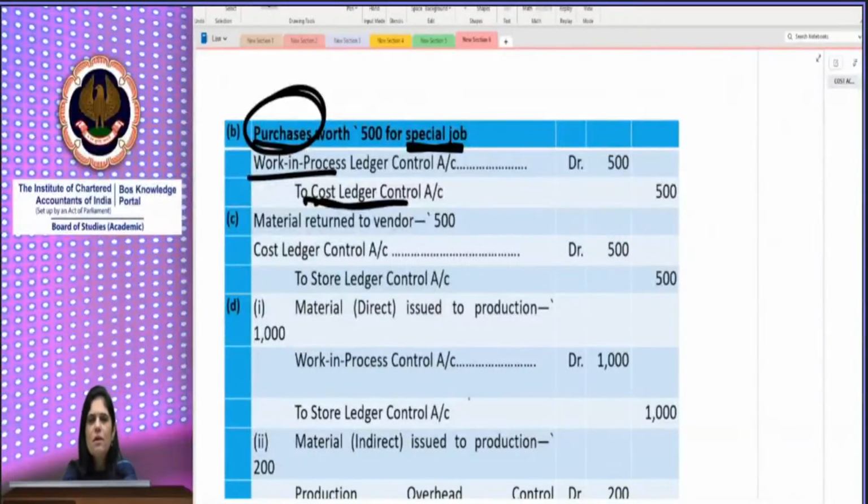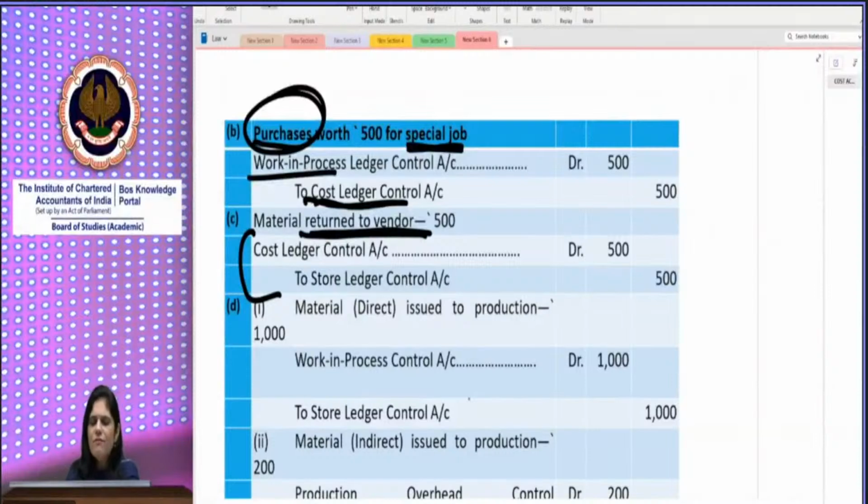Now since we are purchasing, stores ledger control account has to be there. What should be the entry? Normally we credit cash or bank or creditor, whatever. But here in place of cash or bank or creditor, we use cost ledger control account. That is exactly what I was explaining. Whatever is coming from outside has to come through cost ledger control account. But once it is inside the system, then cost ledger control account has no role to play. You will understand now. Material returned back to the vendor, returns. So cost ledger control account debit to stores ledger, just reverse the entry.